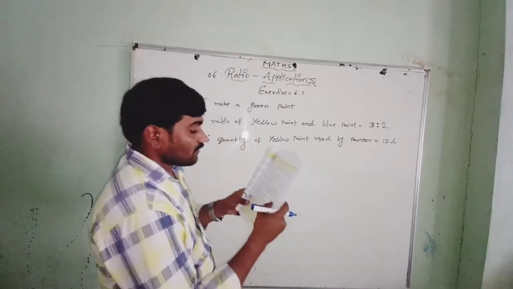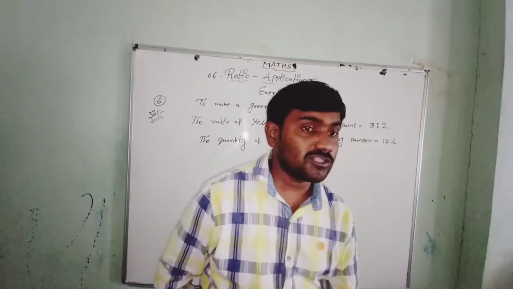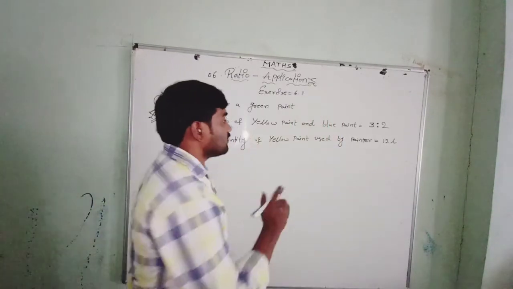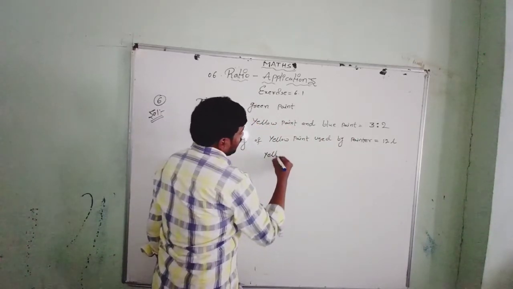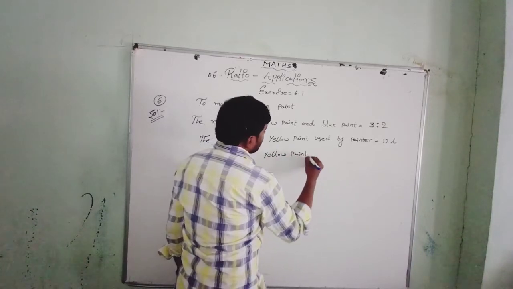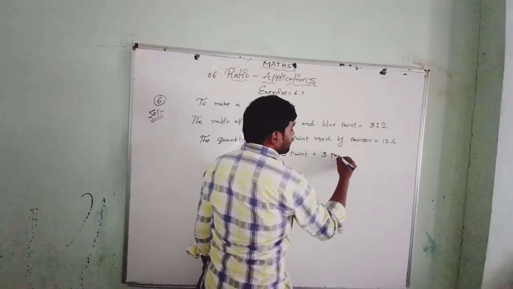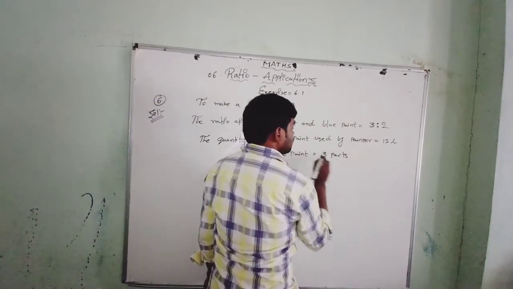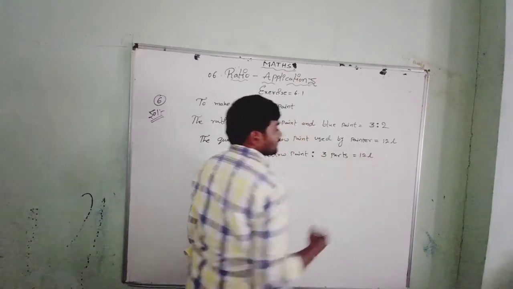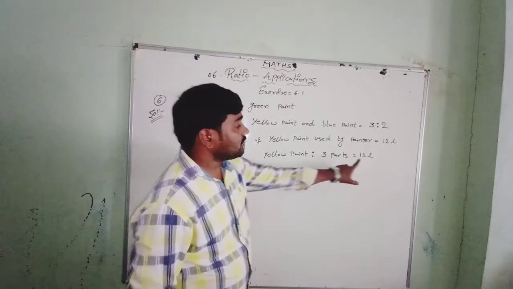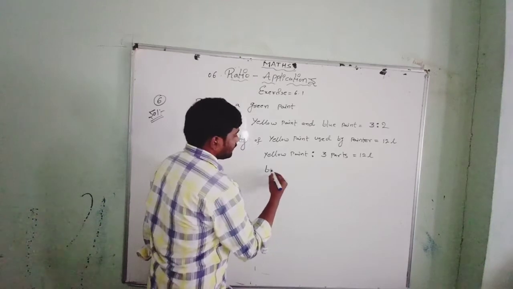So here he asked how much blue paint did he use? That means we have to find, see the yellow paint, how many parts? Yellow paint equal to 3 parts. Yellow paint is only 3 parts. This 3 parts equal to how many? 12 liters. 3 parts of yellow paint equal to 12 liters. Then here we can write directly blue paint.